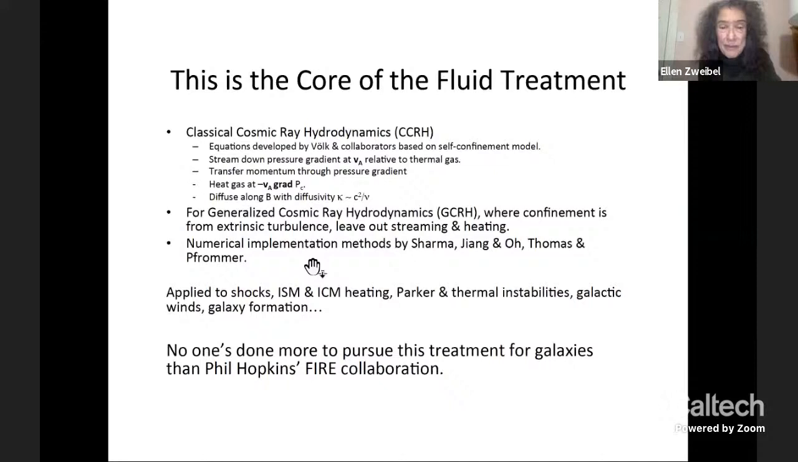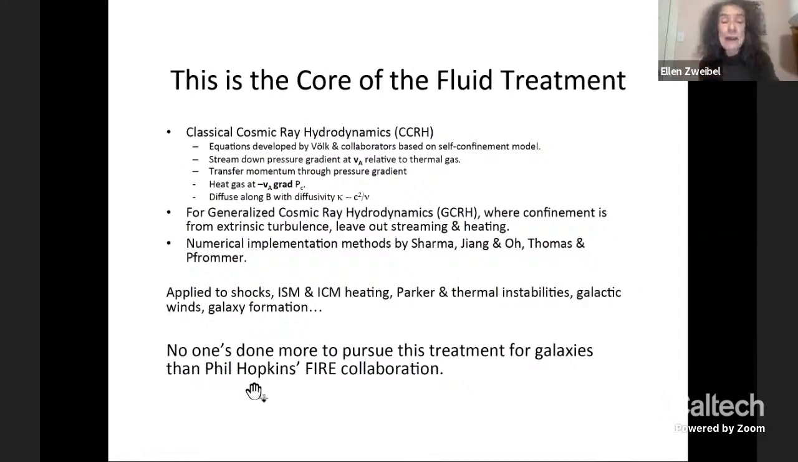So numerical implementation methods have been worked out by Prateek Sharma, by Yanfei Jiang and Peng Oh, and by Thomas and Pfrommer. And I believe there's an implementation similar to the Jiang and Oh implementation in the FIRE collaboration. And this hydrodynamic picture of cosmic rays has been applied pretty much all over the place: to shocks, to heating the interstellar medium, the intracluster medium, to Parker instability, thermal instability, galactic winds, and galaxy formation.